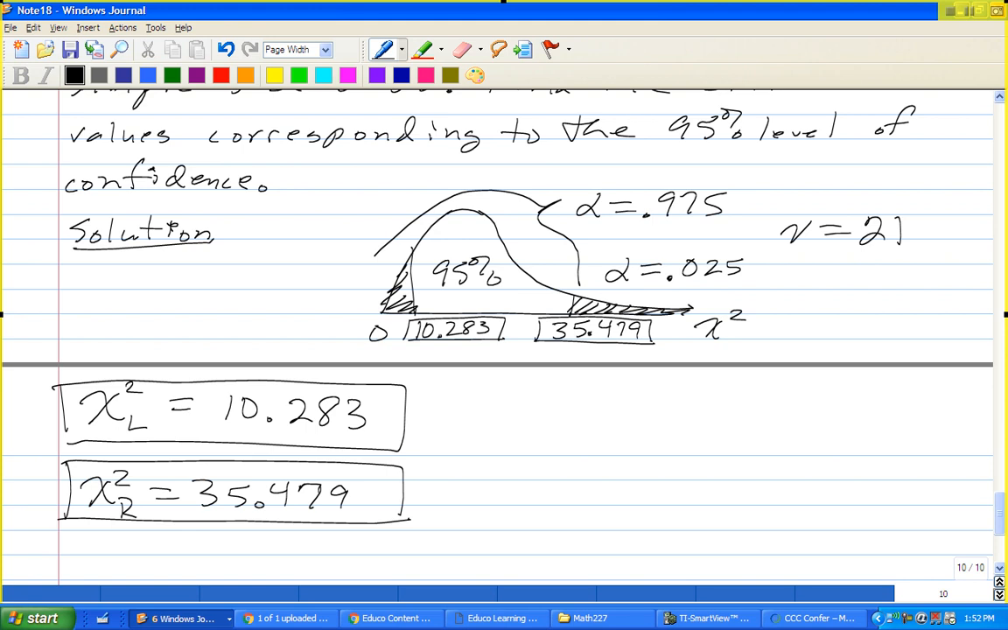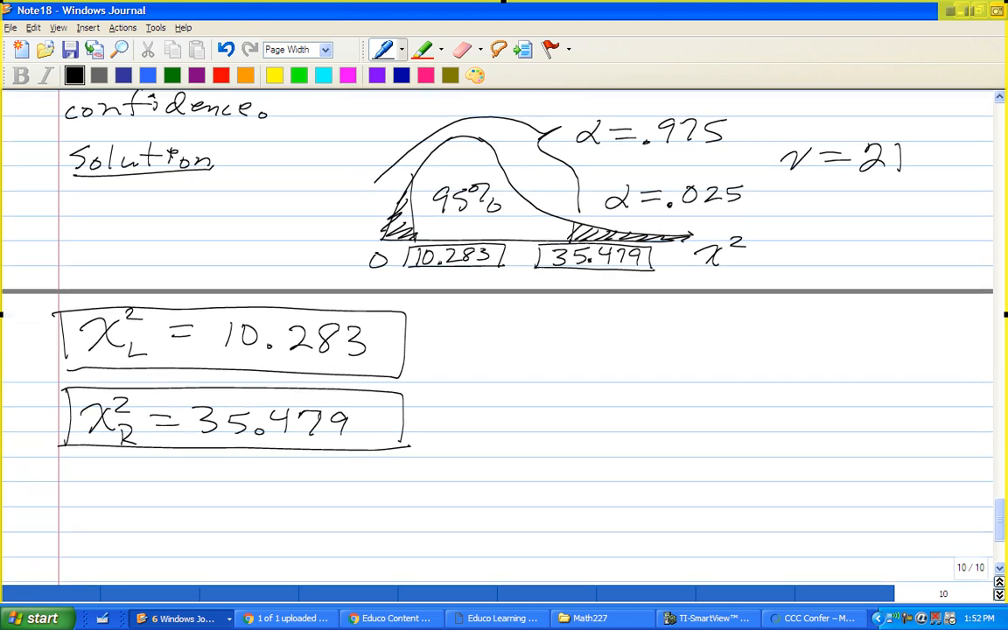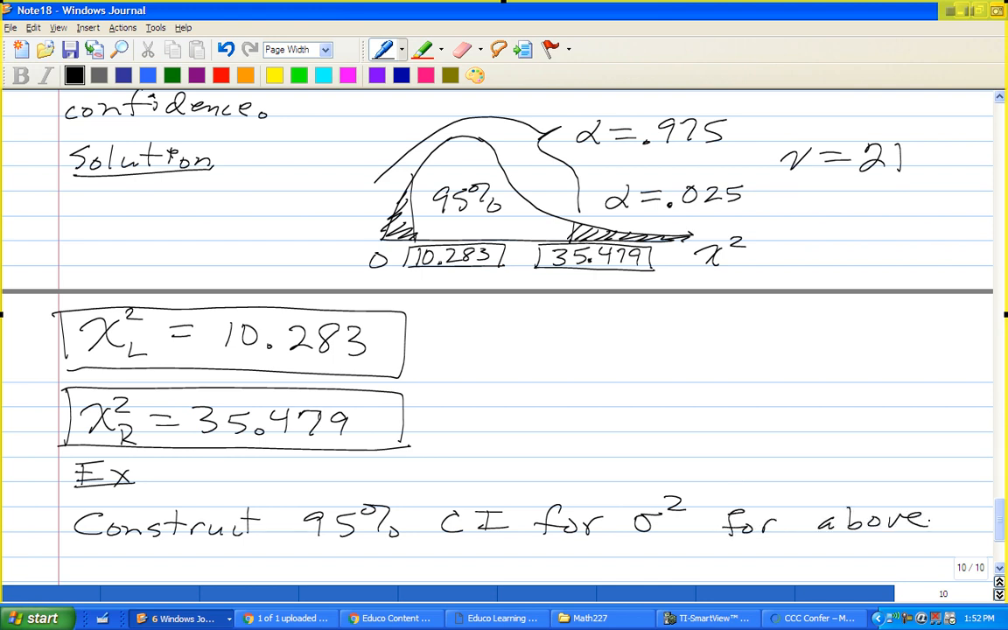Okay, so the next example is just to construct the confidence interval for this guy. So example: construct the 95% confidence interval for estimating the true population variance for the above example.